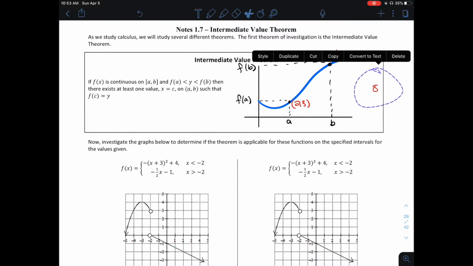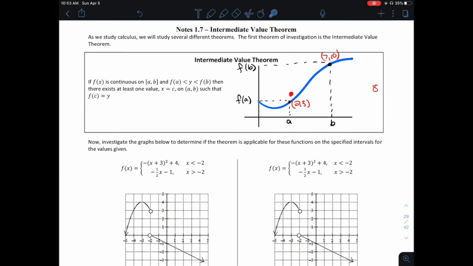If it's continuous and it goes as low as 3 and as high as 10, that means every y value has to be accounted for between 3 and 10. There's no way to skip over any of them because it's a continuous graph. It could go up and back down and back up. And when that happens, you could have more than one value that is 8.